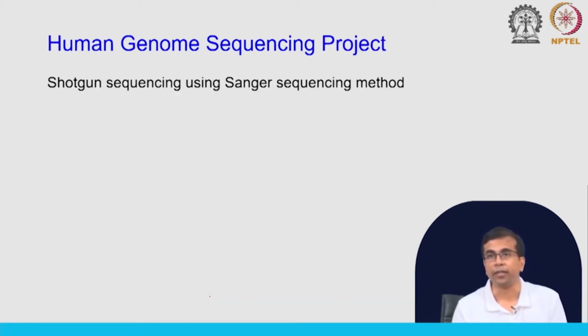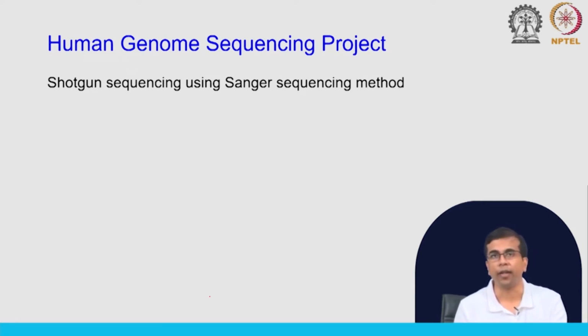This is the method that was actually applied for the human genome sequencing project. That started quite a long time back, and they employed a method called shotgun sequencing, but they used Sanger sequencing to actually sequence the genome. This was a very important project because we thought that by looking at the genome sequence we would understand the functions of genes and which genes are responsible for which types of diseases, etc. That is why this was a very important project at that point.